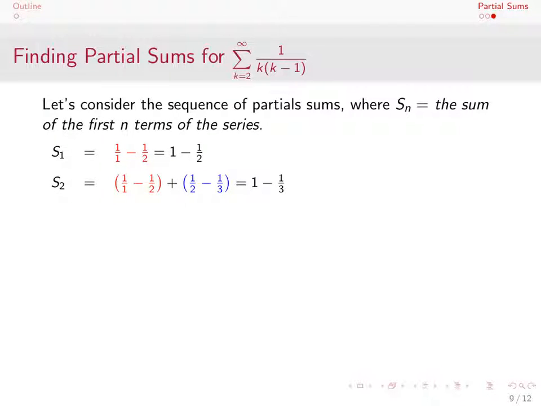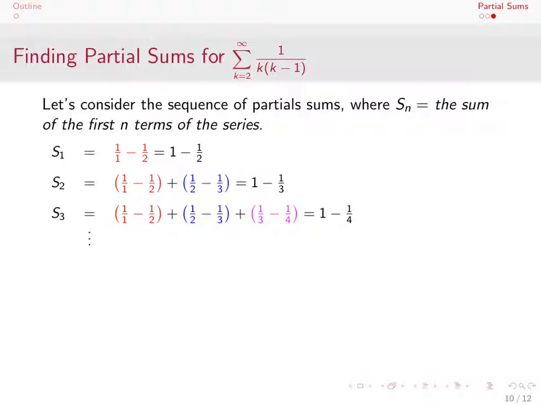S sub 2 is the sum of the first two terms of the series. So we have the 1 minus 1/2, which is the first term of the series. Then the second term is the 1/2 minus 1/3. If we simplify that expression, we end up getting 1 minus 1/3. Similarly, when we do S3, we have the sum of the first three terms of the series. If we write them all out, the first one is when k is equal to 2, plus the term when k is equal to 3, plus the term when k is equal to 4. Again, we have lots of cancellation, and this collapses down to 1 minus 1/4.